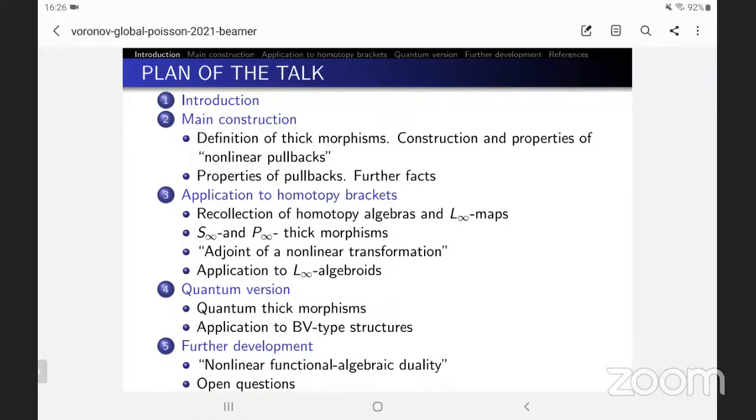For example, the construction of an adjoint for non-linear maps. We all know that if I have a linear mapping between vector spaces, then there is a dual or adjoint map. If you have a non-linear mapping, it turns out that there is also an adjoint, but the adjoint now is not a regular map. The adjoint is a thick morphism. So you will see that.